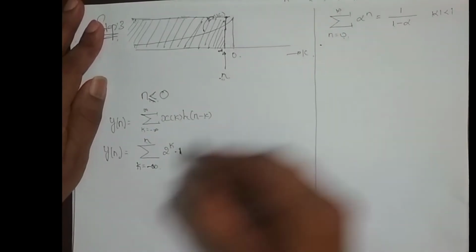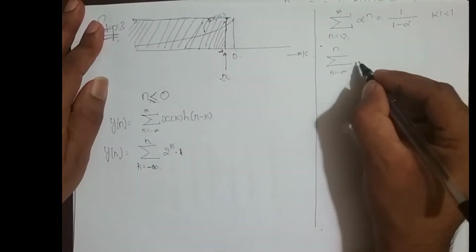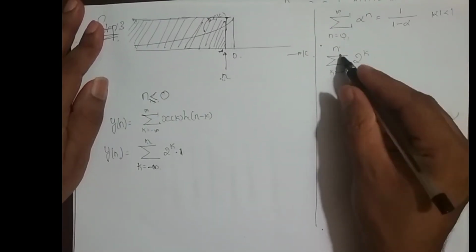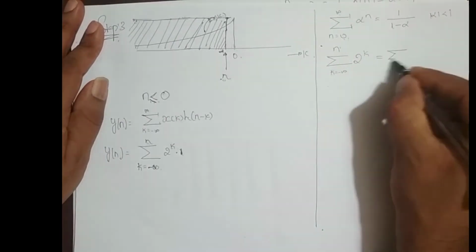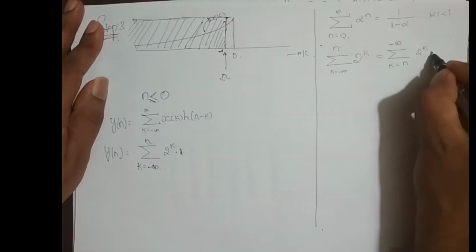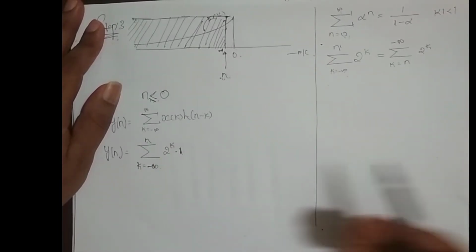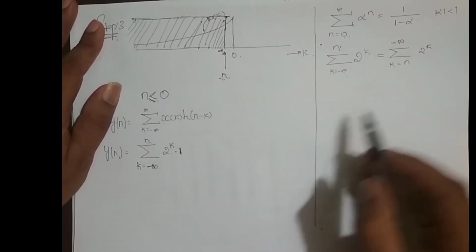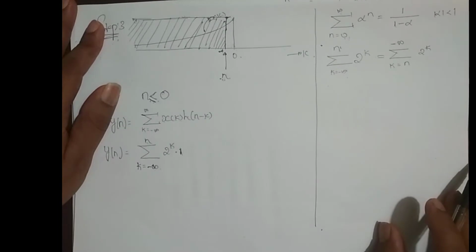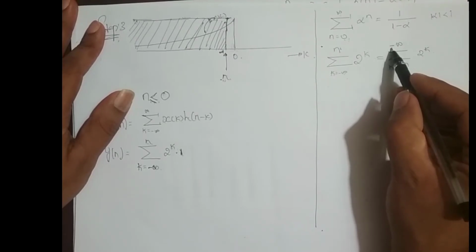Fine. So what is this? This is summation k varying from minus infinity to n 2 power k. So what I'll do, I'll interchange these limits. I can do that. So summation k varying from n to minus infinity 2 power k. Without any consequence, I can interchange the summation limit, right? Because if you sum it up from the left hand side or from the right hand side, you get the same value, right? So I did that. Instead of summing from minus infinity to n, I'm summing from n to minus infinity. Okay, now I don't want this to be minus infinity, I want this to be plus infinity.